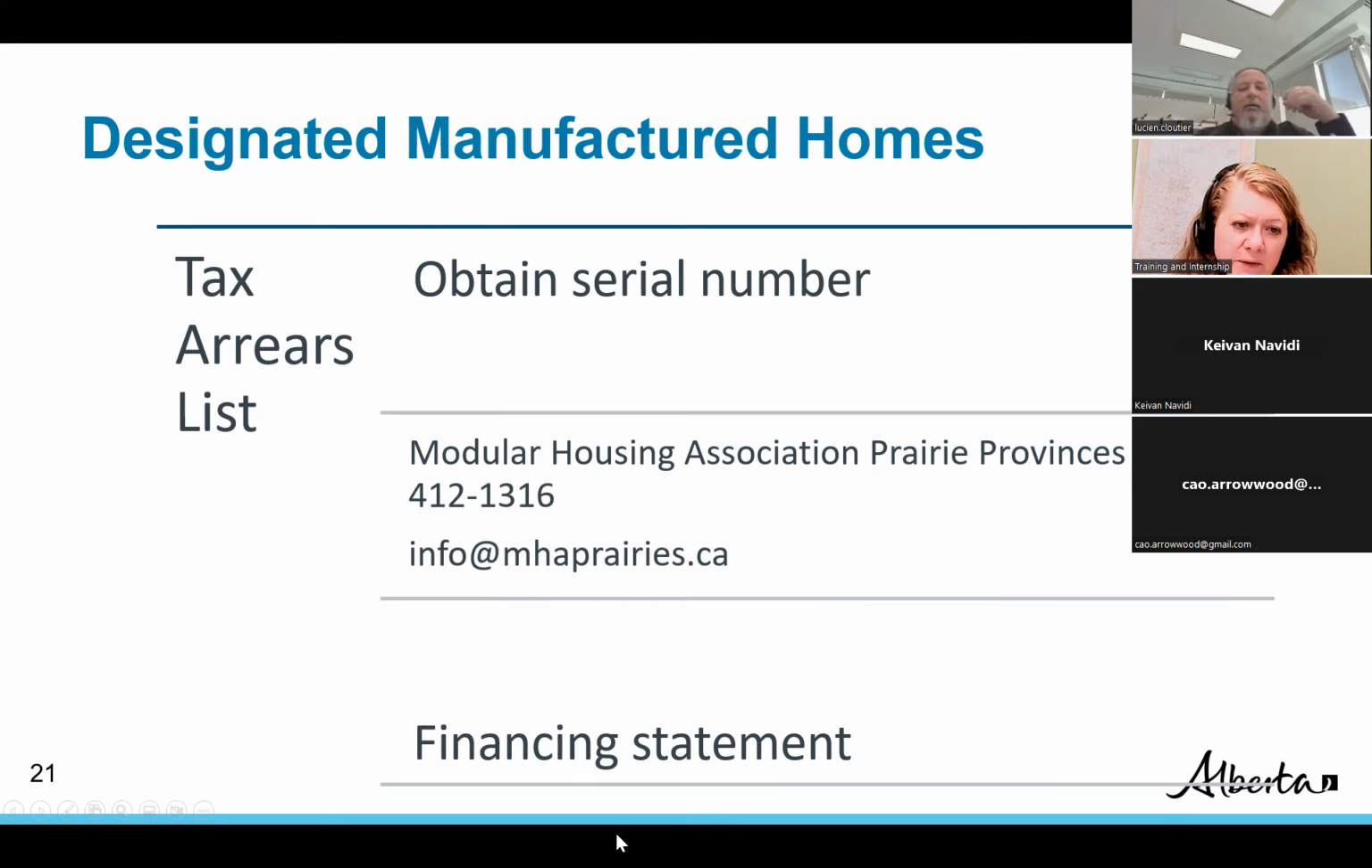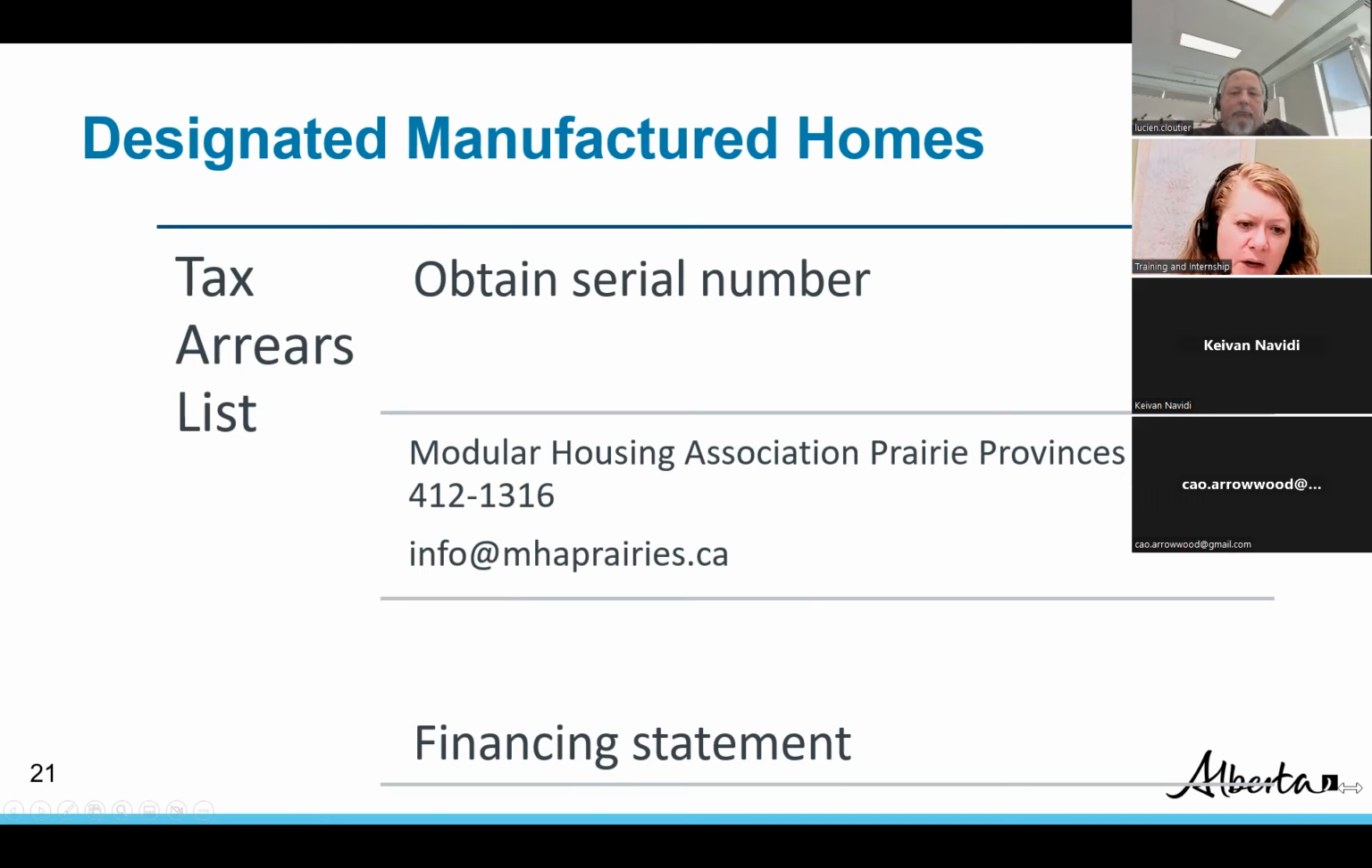The municipality must fill out a financing statement for each DMH and file each statement with a registry agent to apply the tax recovery lien on the DMH. Some people refer to this as a statutory charge at the registry's office. All these forms are available on Service Alberta's website. This is what formally registers the municipality's interest in the DMH. That's a bit different than registering the tax notification on the certificate of title for a piece of land.